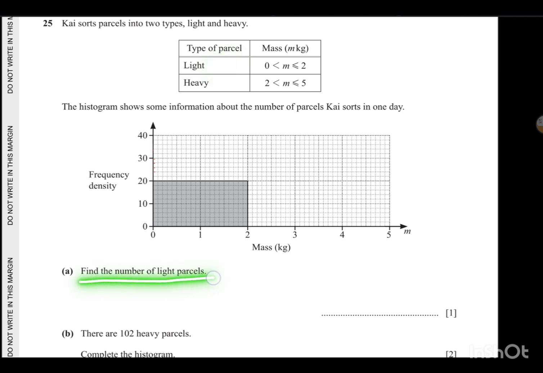Find the number of light parcels. Using this histogram, we need to find out the number of light parcels. So number of light parcels is nothing but frequency. So frequency you will get when you know the frequency density. You multiply frequency density with class size. So frequency density is 20 here and class size is 2. So that means 40 light parcels you have.